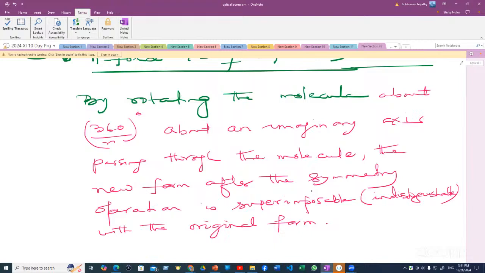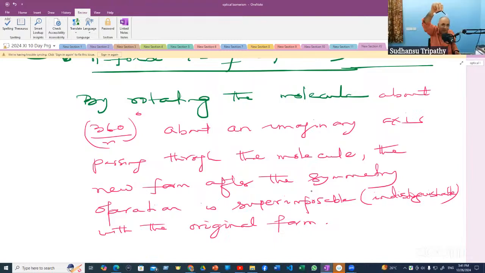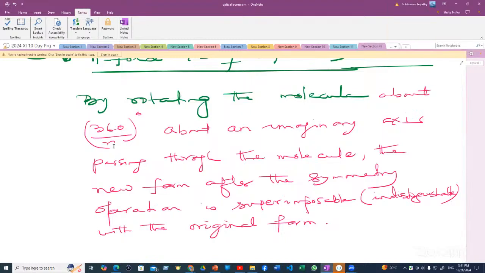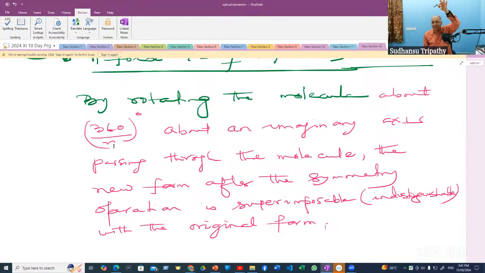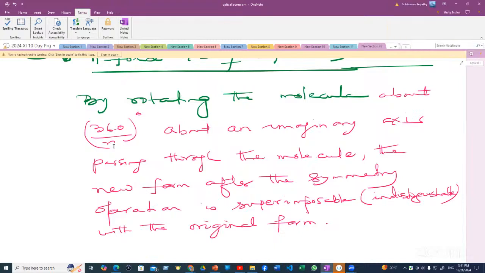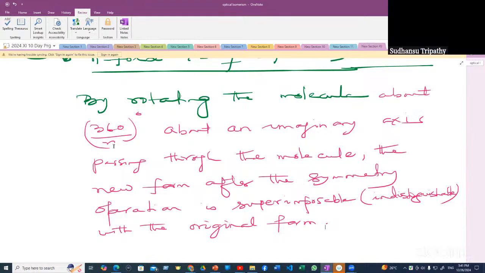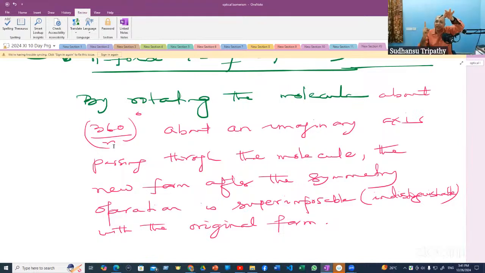Sir, 180 degree. Yes. About this axis I will rotate 180 degree. So if I rotate 180 degree, what factor do you divide 360 by so that you will get the repetition of the old form? Sir, 2. So this is called a C2 axis. So water has a C2 axis. You understand? Yes, sir. Every 180 degree rotation, you will find the repetition of the old form.